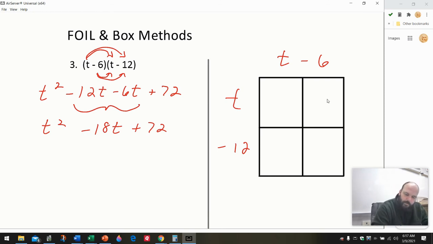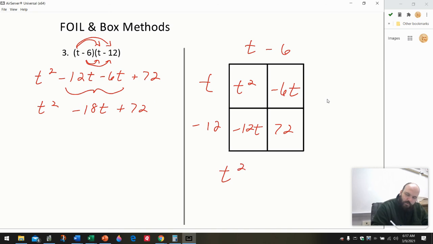Now the next one, same as before, box method. t times t gives me t squared. Then I have t times negative 12. That gives me negative 12t. Then I have negative 6 times t, negative 6t. And then negative 6 times negative 12, which is positive 72.